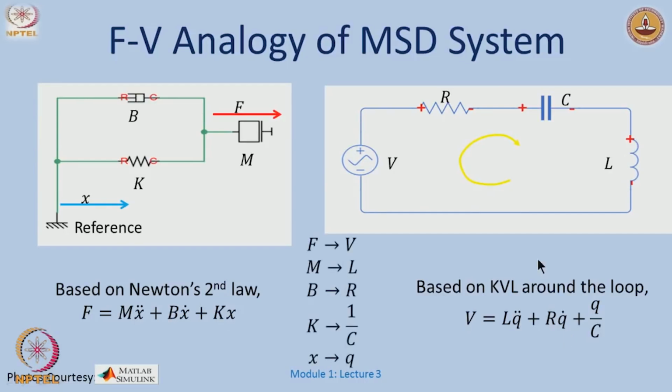Okay. So, therefore, I could say that force here is equivalent to the voltage, mass would in this case correspond to an inductive element, B the dashpot or the damper would correspond to a resistance, K the spring would correspond to a capacitor, and the basic system variable, the displacement, now corresponds to the charge.